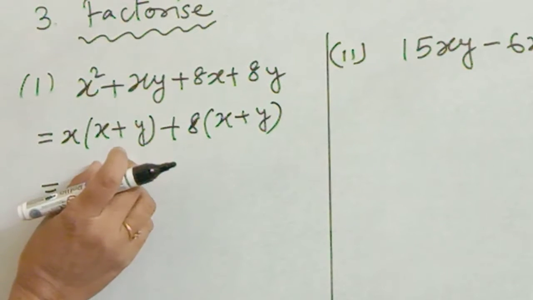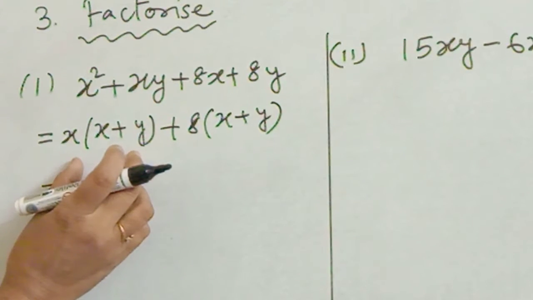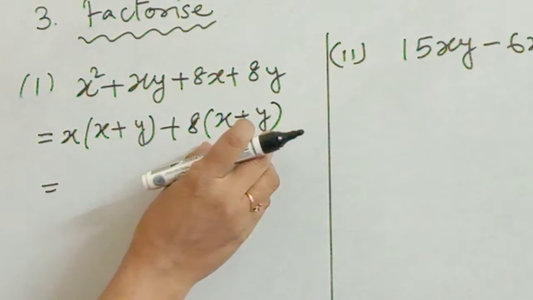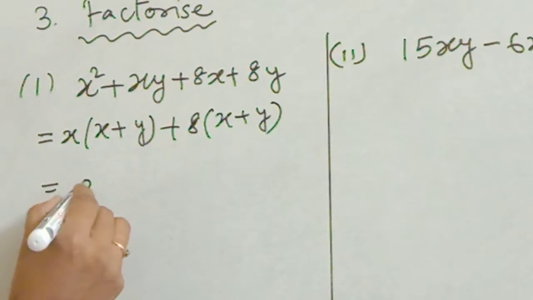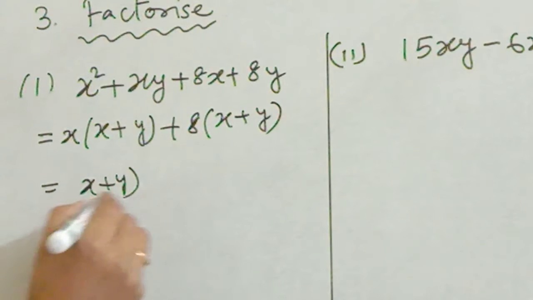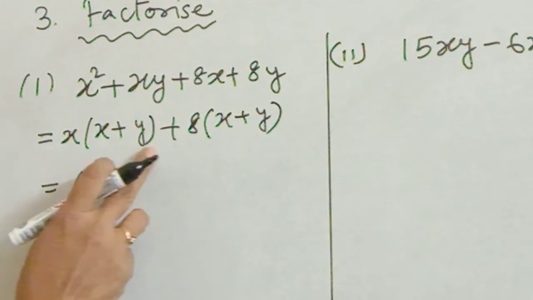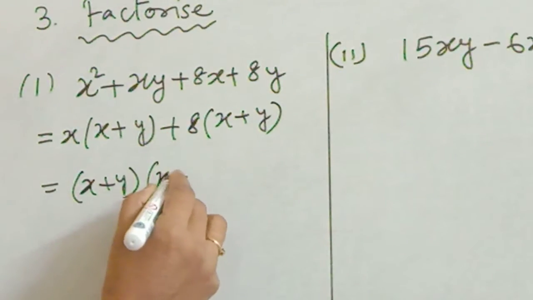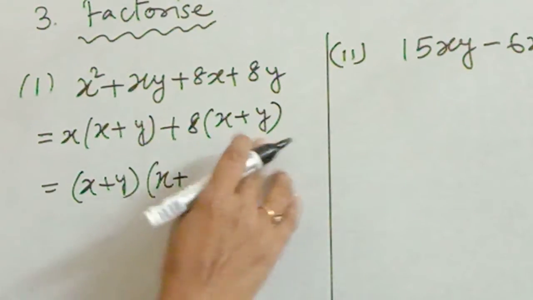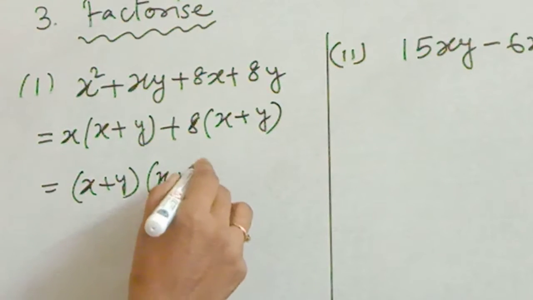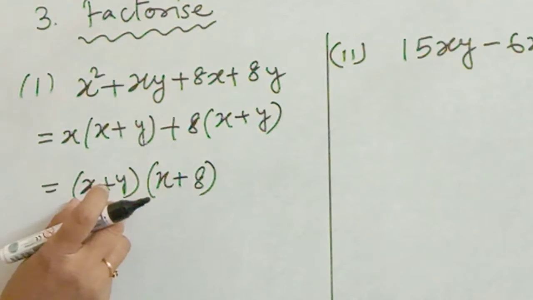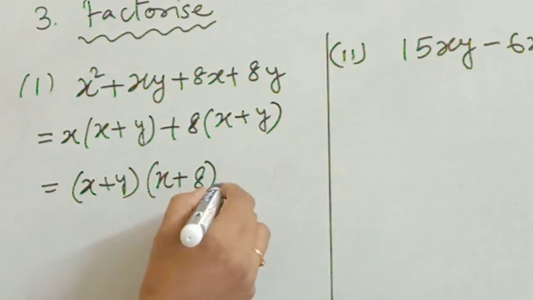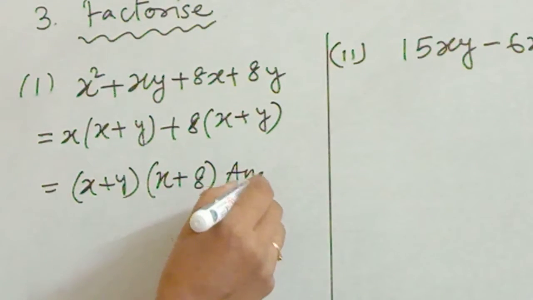Now x plus y from the first part of the term and x plus y from the second part. So x plus y, if I take common, then from this part x is left, then plus sign, and from the last part, from the second part, 8 is left only. So x plus y I have taken as common, from the first part x plus, and from the second part 8. Easy?